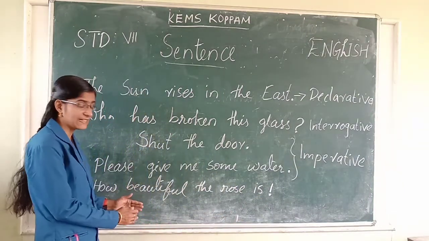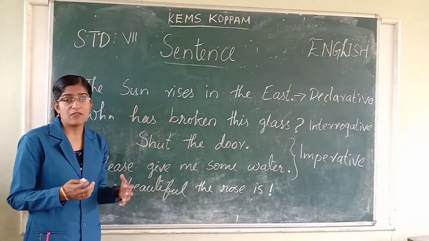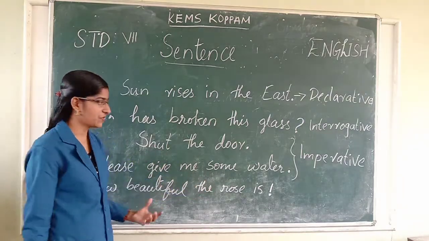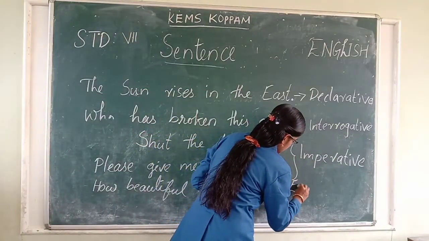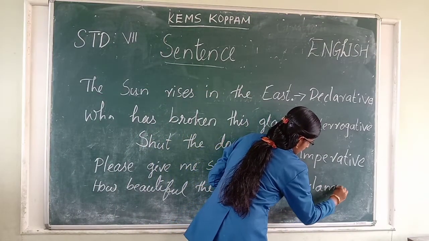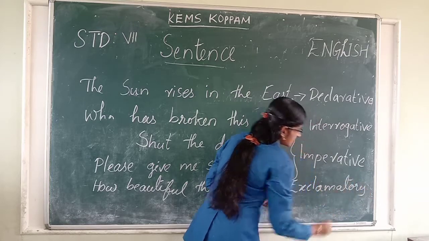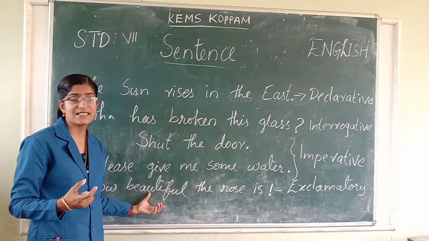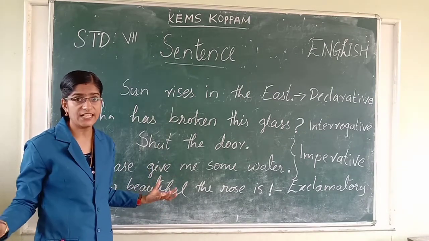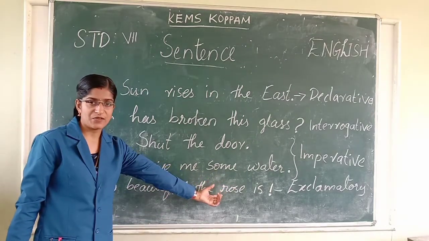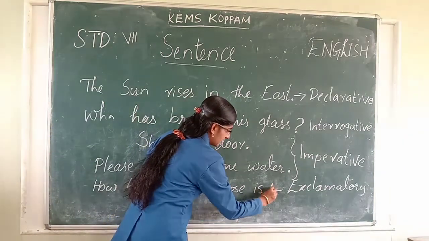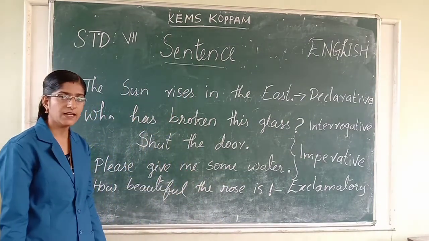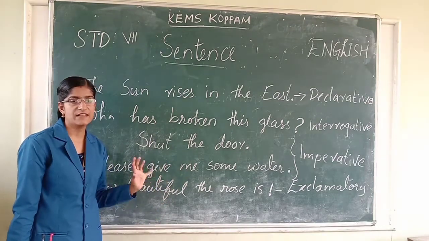Okay. So, the sentences which express our strong, sudden feeling are called exclamatory sentences. This is exclamatory sentences. Okay, the sentence which expresses our strong sudden feeling is called exclamatory sentence, and it ends with an exclamation mark. Clear? So these are the 4 types of sentences.